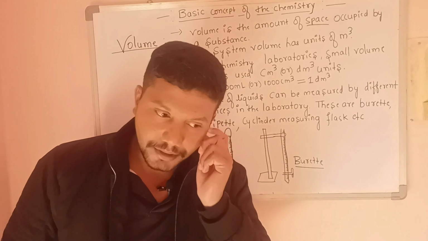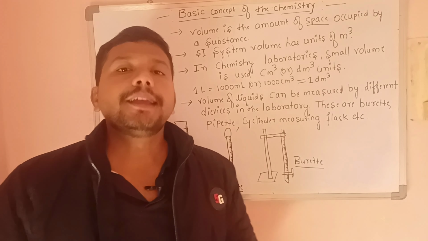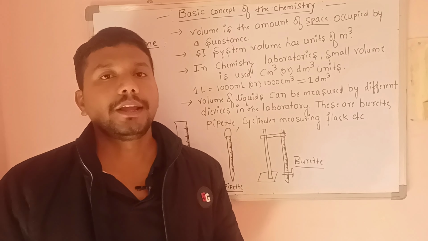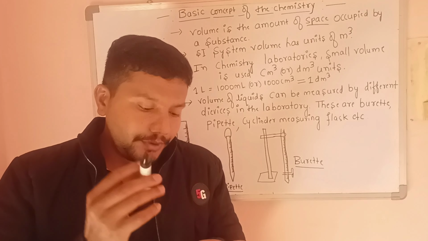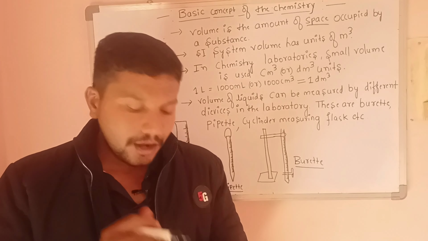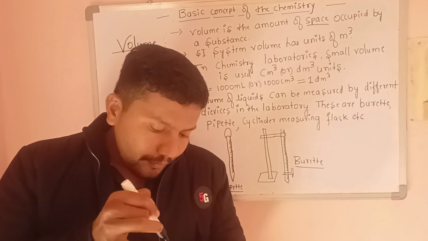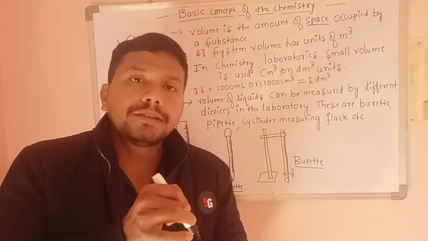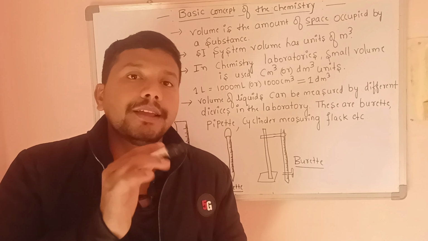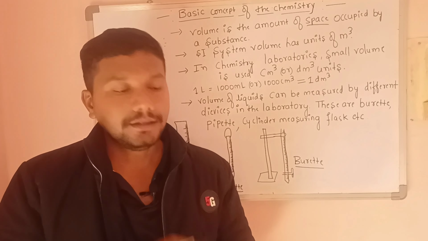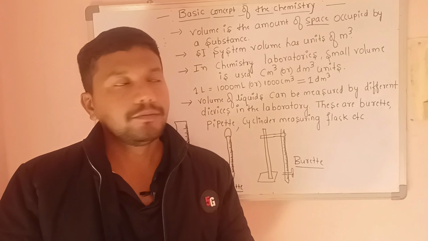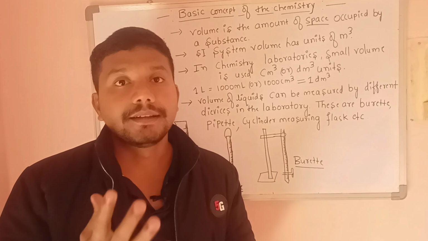For example, take one glass and fill it with water. How much water covers that glass's area is called volume. So in a simple way, volume is the amount of capacity.